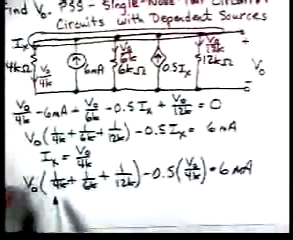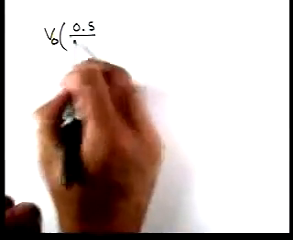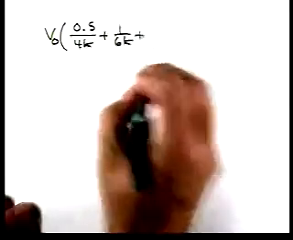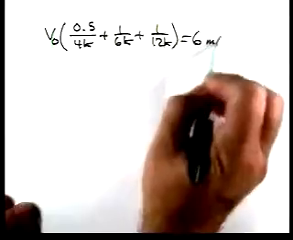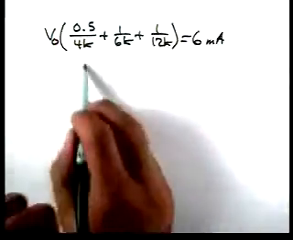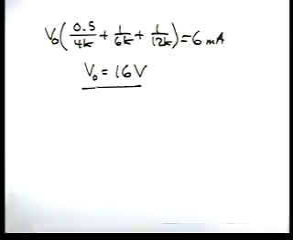Now, let's continue to simplify. We have 1 over 4K and minus 0.5 over 4K. So we could rewrite this as 0.5 over 4K plus 1 over 6K plus 1 over 12K is equal to 6 milliamps. And if you go through and solve, this turns out to be V0 equal to 16 volts.